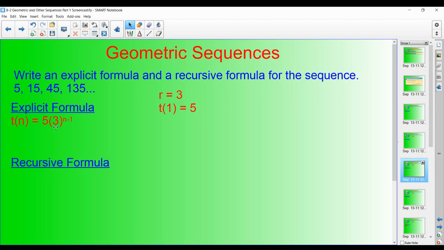Now the recursive formula. To get to the next step, I need to do 3 times the last step. So if I want to get from step 1 to 2 or step 2 to 3, I take 3 and multiply by whatever step I'm at, and I get to the next spot. And then I've got to give it a starting spot. So in this case, I give it term 1 is 5. I could say term 1 is 5, or I could say term 2 is 15. Any term is sufficient. And we're going to see that in the next problem as well.